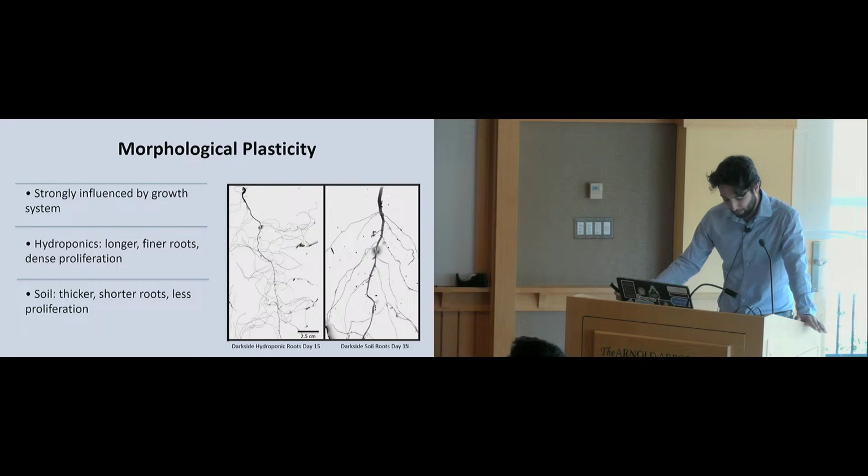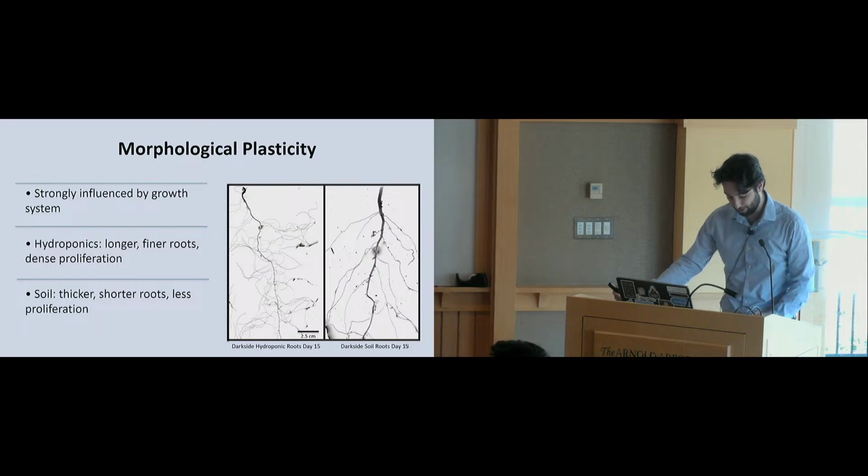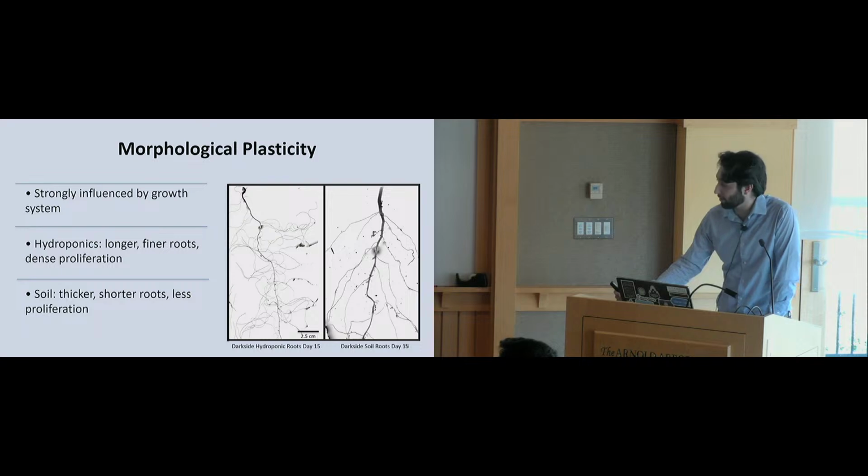So when we visualize hydroponic and soil roots side by side, the differences become striking. We see that hydroponic roots are longer, finer, and more highly branched than their soil counterparts, which are thicker, shorter, and less proliferative. This level of architectural plasticity highlights how dynamic root systems actually are.